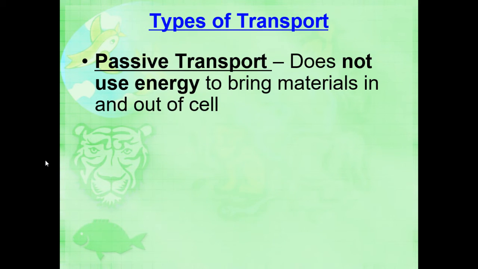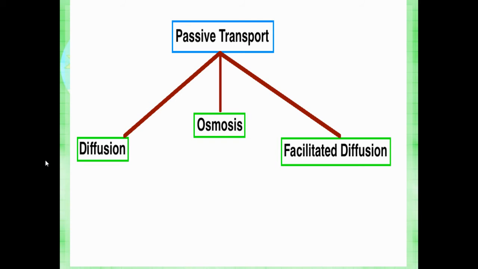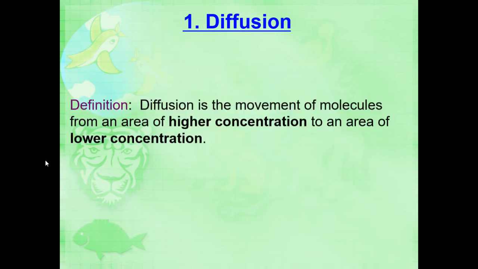There are two different types of transport. We have passive transport, which does not use energy to bring in materials, and active transport, which requires energy to bring in materials. We're going to talk about passive transport first, and we'll do that prior to going on Thanksgiving break. When we come back, that's when we're going to talk about active transport, and that is when you'll finish up your notes. So starting off with passive transport, here are the three types: diffusion, osmosis, and facilitated diffusion.